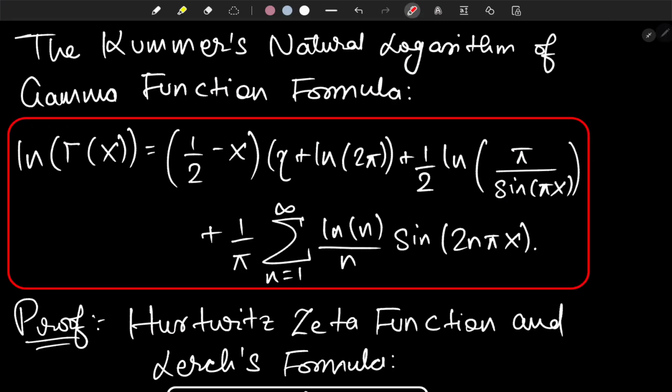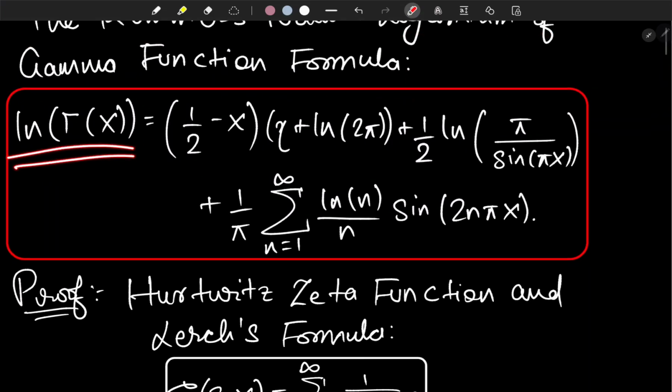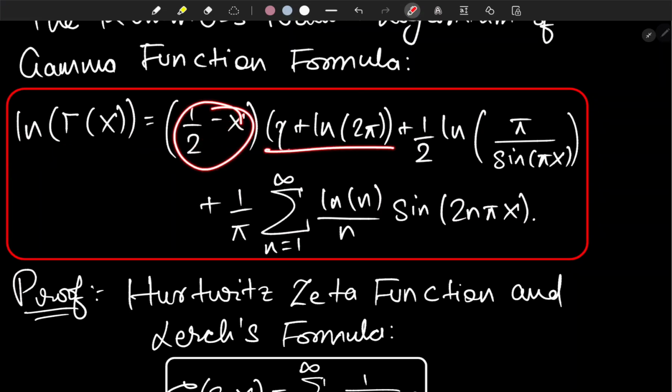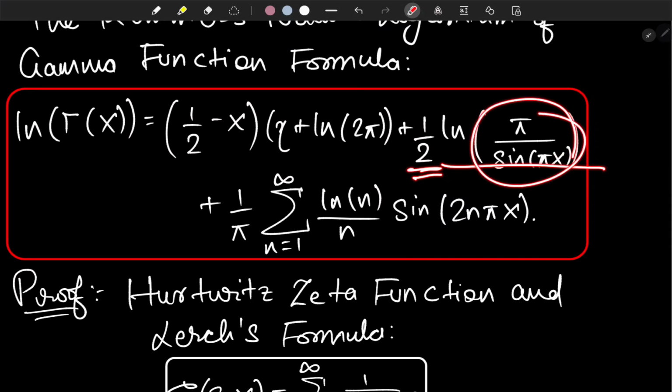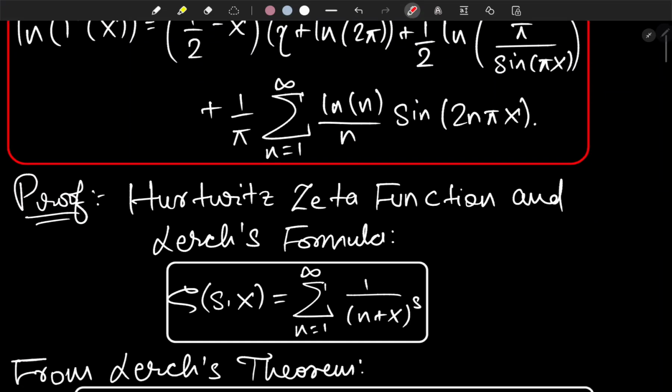So here's the proof. Kummer's formula for the natural logarithm of the gamma function. This is the one which we are going to prove in this video: 1 over 2 minus x times the Euler-Mascheroni constant, plus the natural logarithm of 2 pi, plus 1 over 2 times the natural logarithm of pi over sine pi x, plus 1 over pi times the infinite sum as n goes from 1 to infinity of the natural logarithm of n over n times sine of 2n pi x. Yeah, so this is the Kummer series.